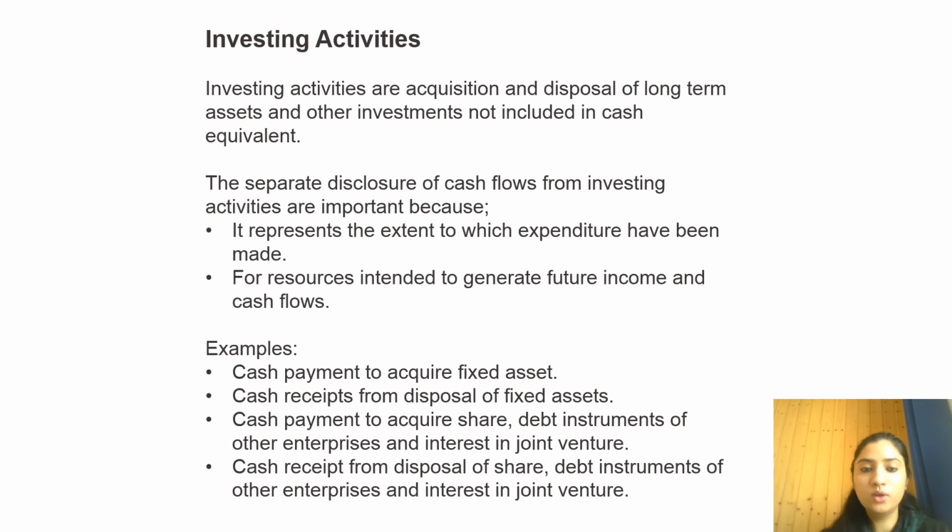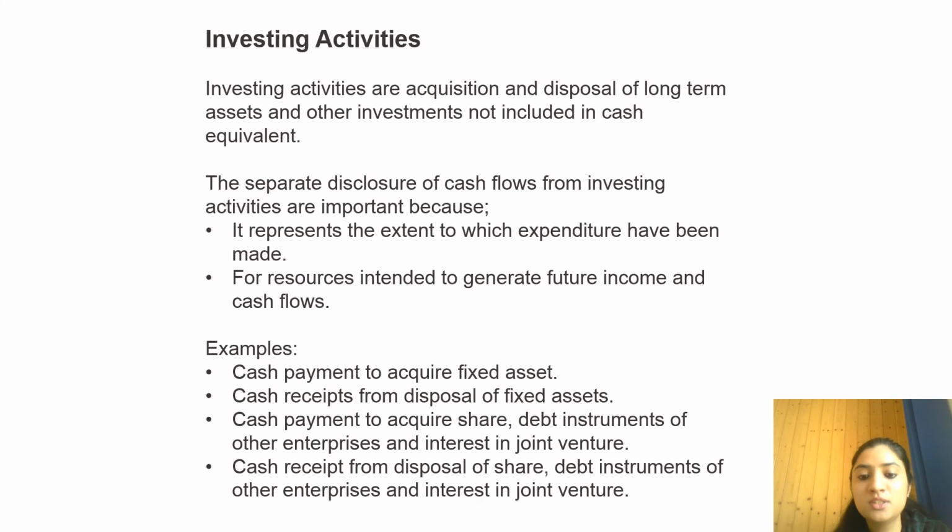What could be considered investing activities? Investing activities are the ones in which you have bought or sold a fixed asset. For example, cash payment to acquire a fixed asset. A fixed asset could be a building or a land, a resource intended to generate future income or cash flows. For example, you have bought a land and you are going to build something on it, maybe rent it out and get cash from that building, from that fixed asset. That is called an investing cash flow activity.